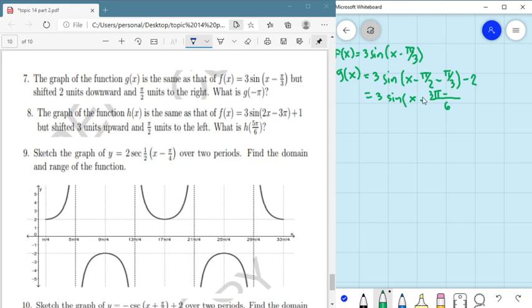Okay, so plus na laman ni dere, andiyan minus na to. And this is 2 pi. Then minus 2. So this will give us 3 sine of x minus 5 pi over 6. Then minus 2. Okay, so this is now the equation of g of x. Okay?